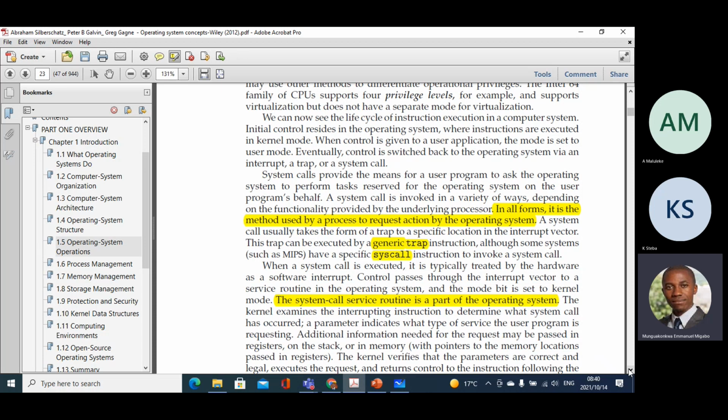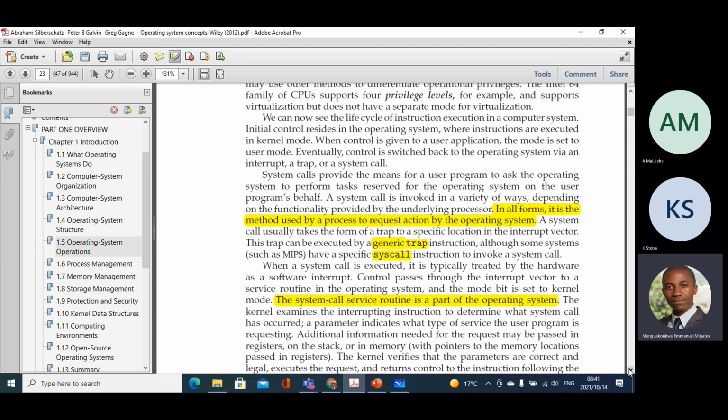Additional information needed for the request may be passed in registers as the user instruction is issued to the operating system. It doesn't just come as a command, it comes as a command and sometimes accompanied with parameters that are sent to registers within the CPU. So that when the CPU is about to execute that specific system call, it can also read from those registers to draw the parameters that are needed in the execution. Okay.